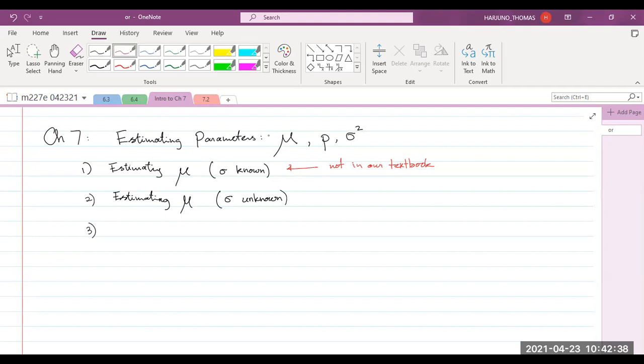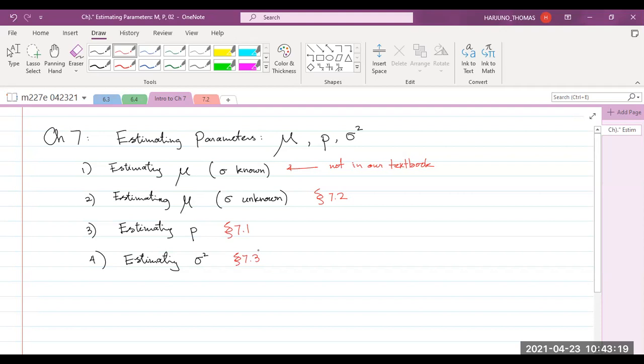You can find this in section 7.2. Then the third one is estimating the population proportion, which is in 7.1. And the last one will be estimating the population variance, which is in 7.3. That will be pretty much the end of the material for your test 3.